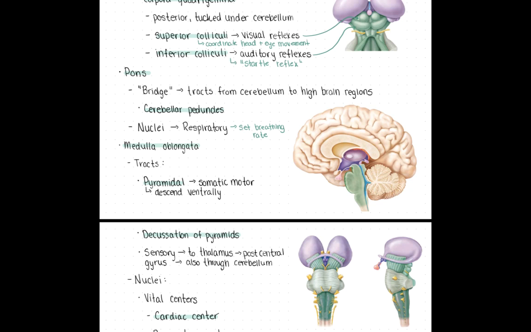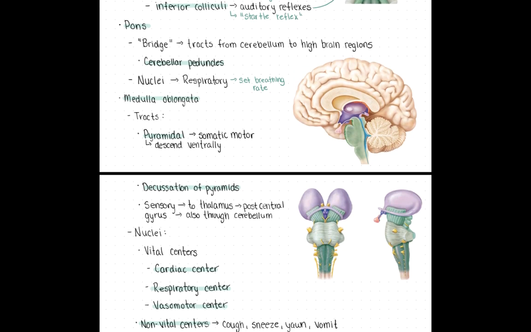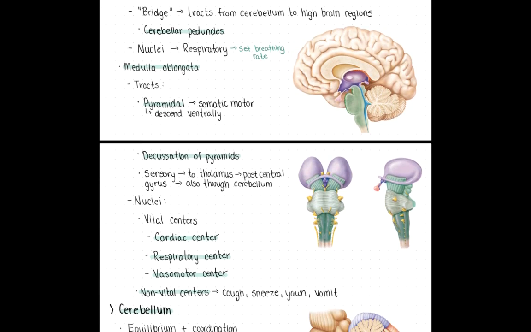Okay, good. So that's the pons. Pons is pretty simple. And then lastly, we have the medulla, the medulla oblongata, and that is going to be this structure here. That's our medulla oblongata. Okay, so let's start with our tracts of the medulla.